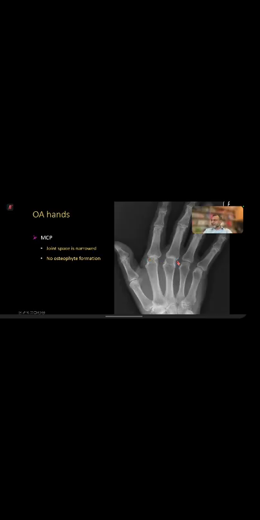Look at here. Look at the significant loss of joint space, but osteophyte is not very common. So, contrary to the other end or DIP joints, osteophytes are usually not seen in the MCP joints. So a little bit of difference between the osteoarthritis of the DIP joints or PIP joints and the MCP joint.